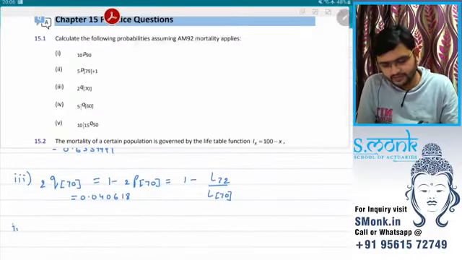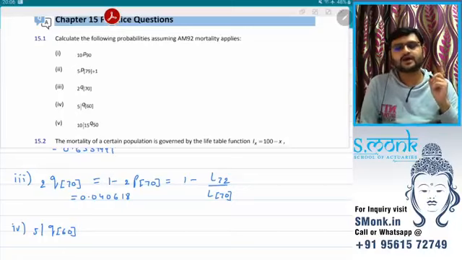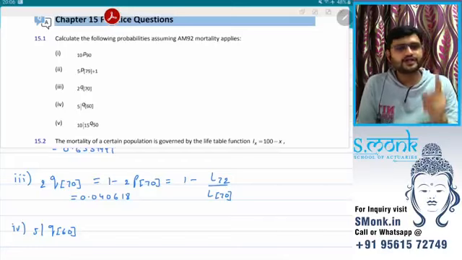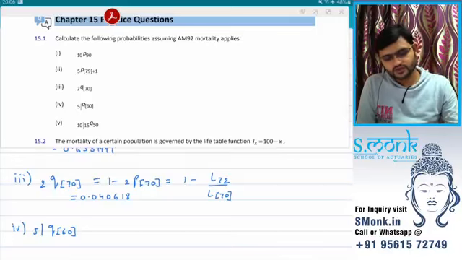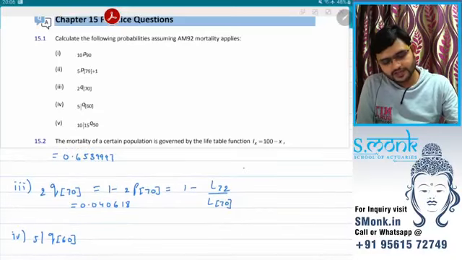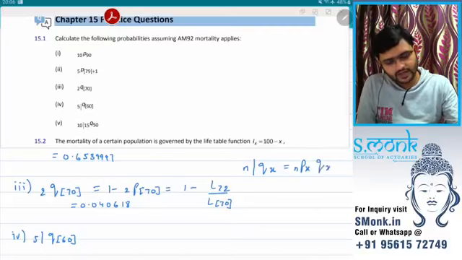Let's see what we will have for 5 deferred Q select 60. Again, the selection happened at age 60. The selection period goes from age 60 to 62. As soon as the person becomes age 62, the selection period is of no use. So when we say we have n deferred Qx, this is nothing but npx times q x plus n. This is what we have, right?